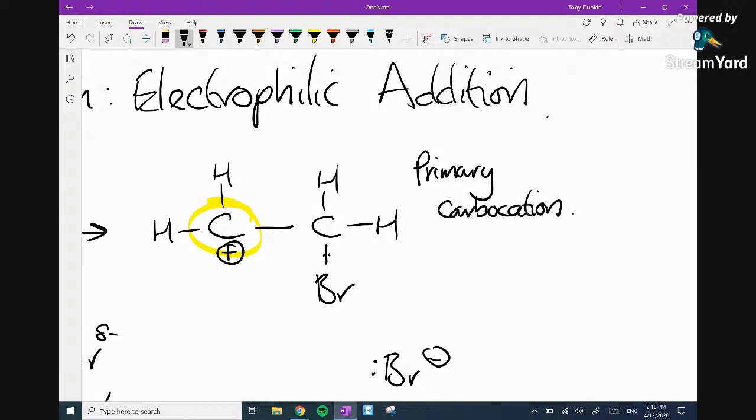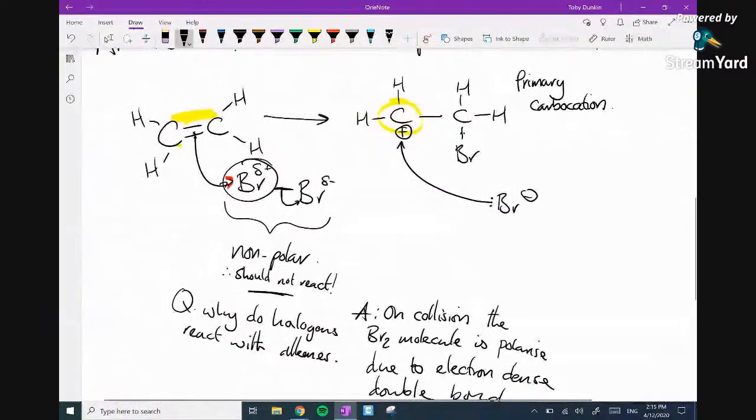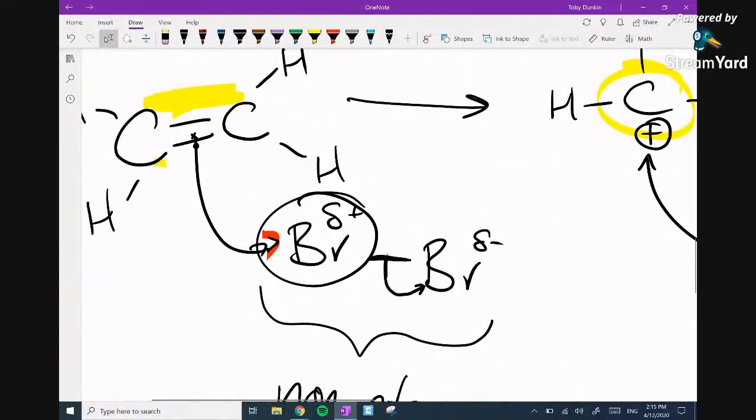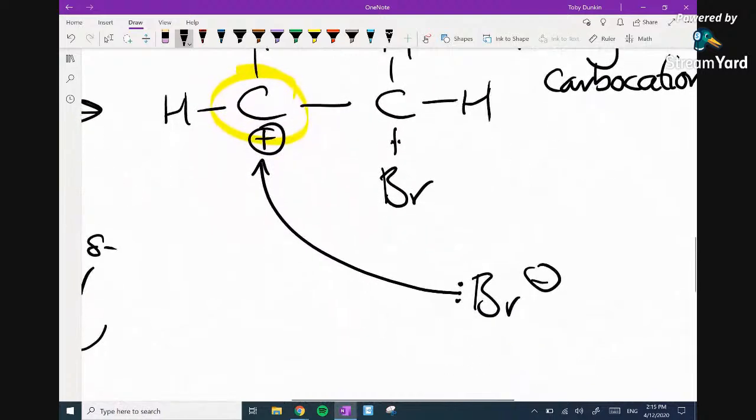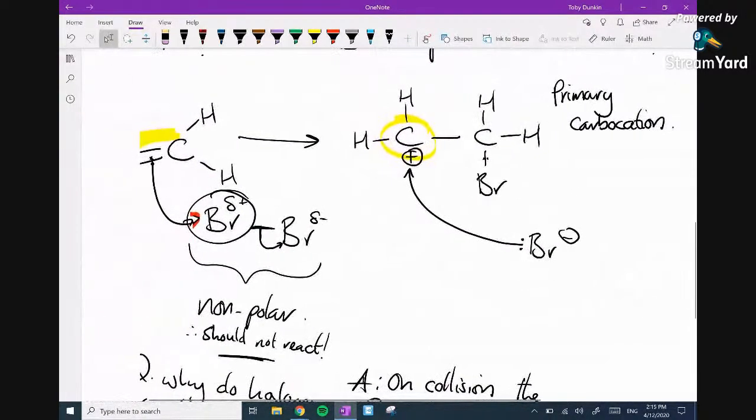It's a primary carbocation. So now, it's the last step in a mechanism. This is a 2-stepper. That's going to join on. And that's it. Your mechanism is over. The double bond broke in step number 1, and the bromine bond broke. And then the bromide becomes a nucleophile and attaches onto the carbocation, which kind of makes sense. The positive and negative will attract each other.